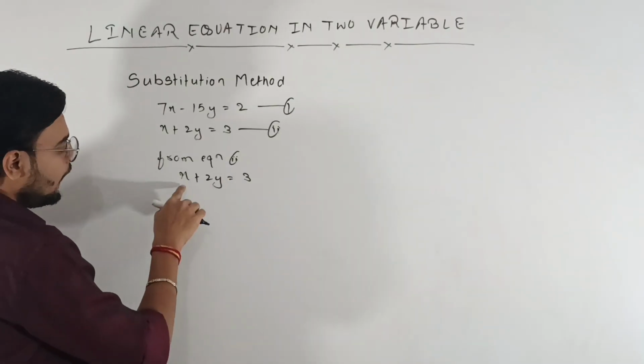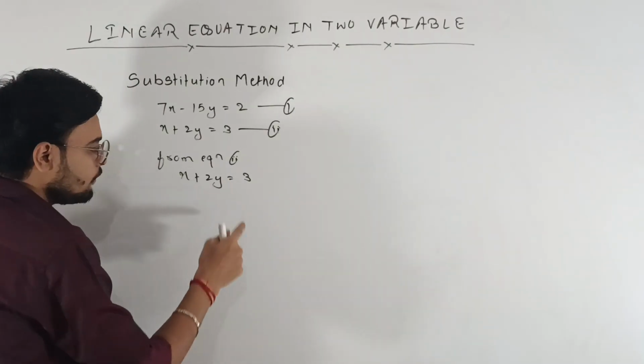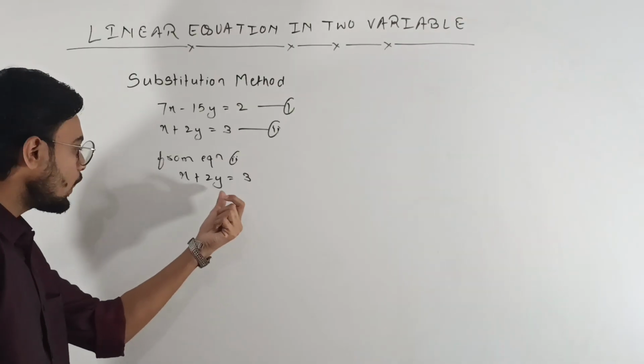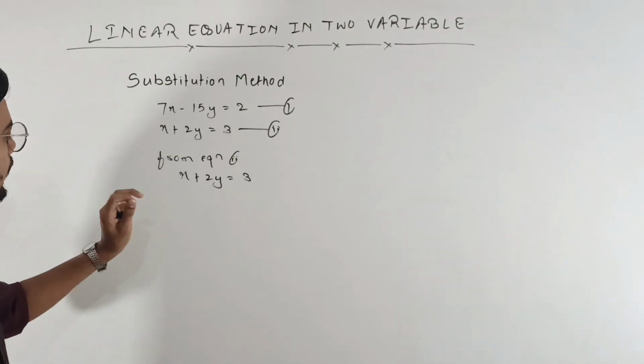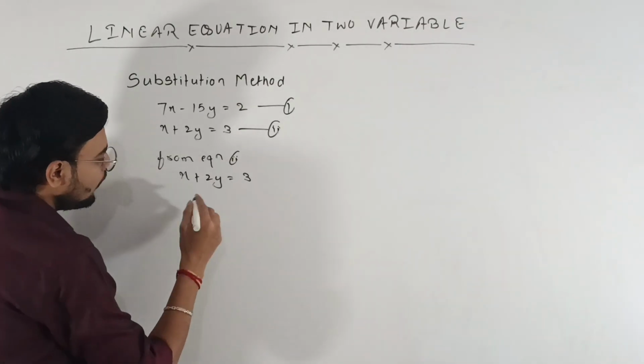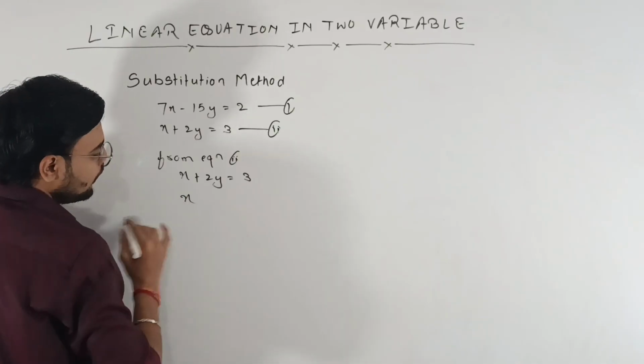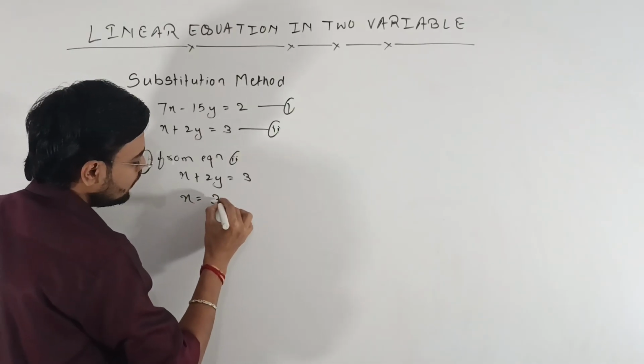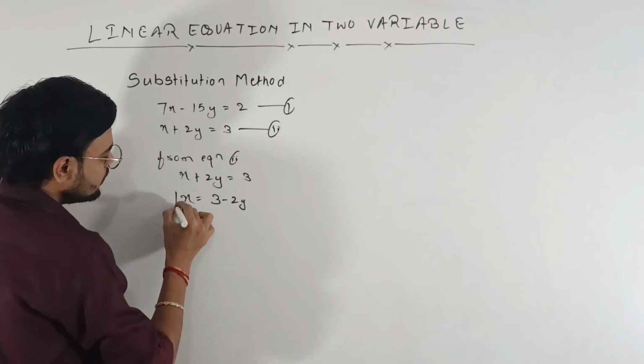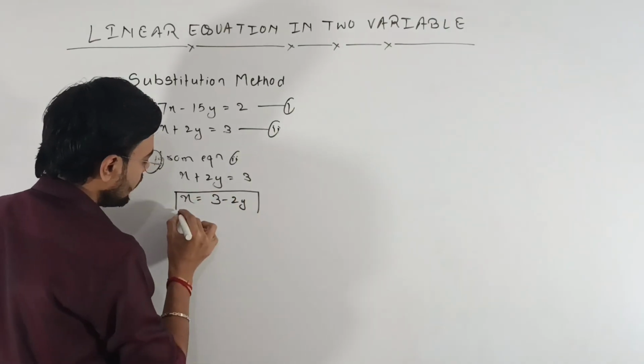If I write x, then I write x in terms of y. If I choose y, then I write y in terms of x. In this, I write x in terms of y. So x in terms of y means x = 3 - 2y. Now this is my x in terms of y.